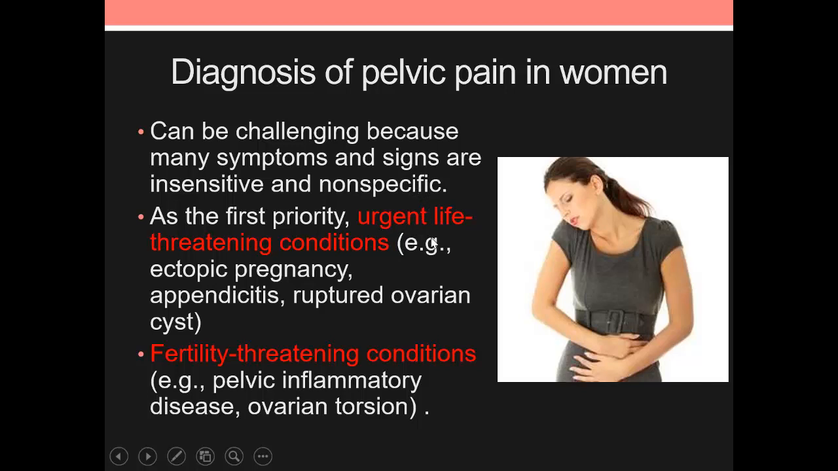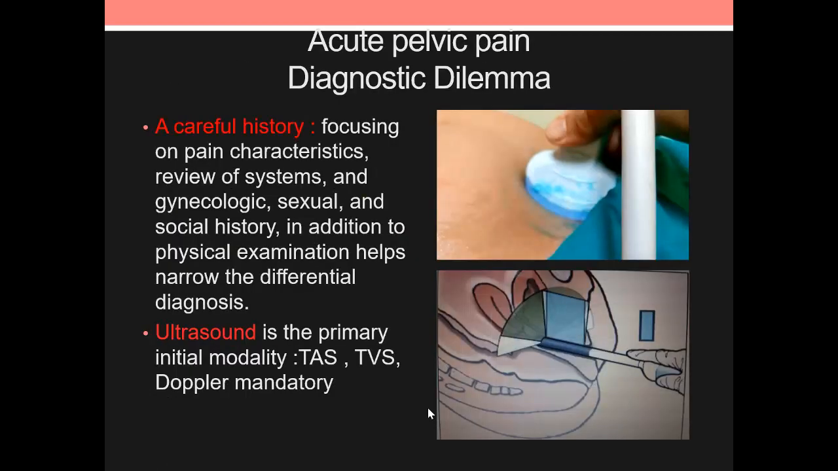As the first priority, we must exclude urgent life-threatening conditions like ectopic pregnancy, appendicitis, and ruptured ovarian cyst. And then fertility-threatening conditions like pelvic inflammatory disease and ovarian torsion. So this is the most important in our diagnosis.